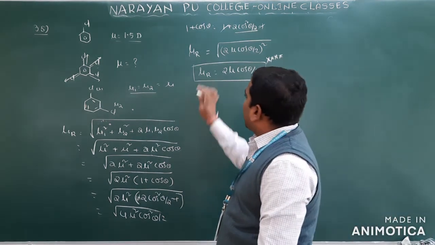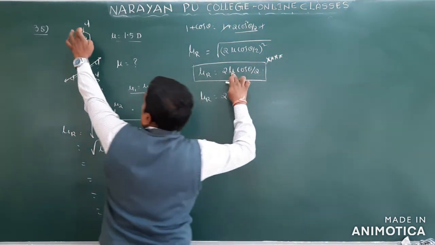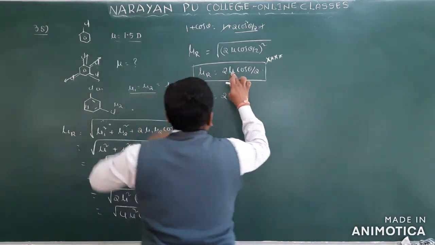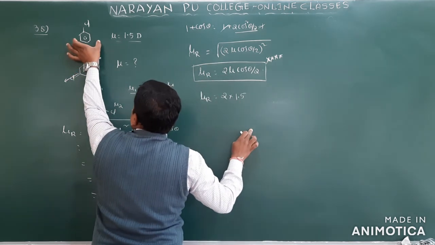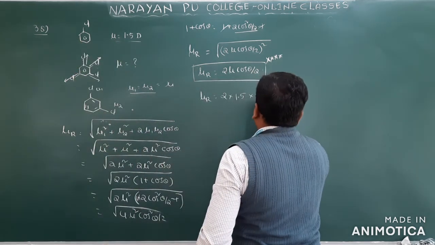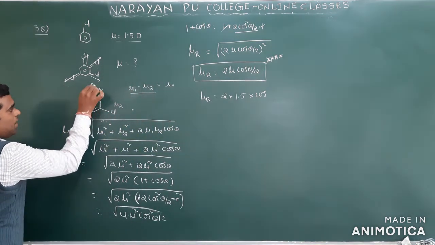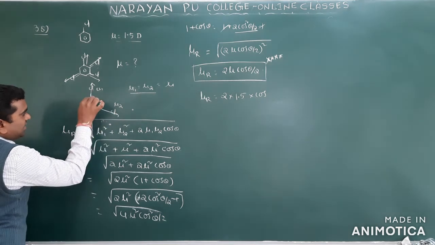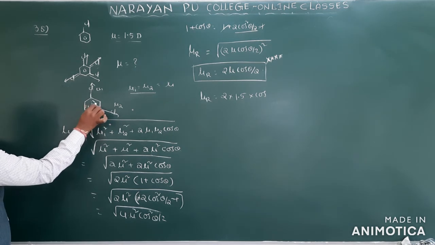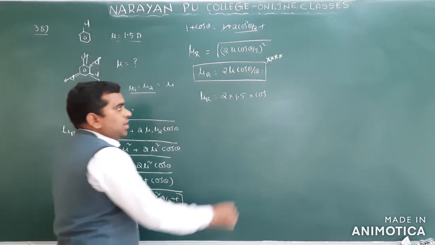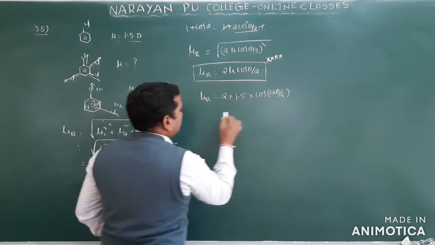Clear? So now what do you get here? Mu resultant is equal to 2 into mu. They have given mu for benzene, 1.5. And cos of what is the angle here? The dipole moment direction for this one is upward, and for this one it is in another direction, and they connect here. So what is the angle? This is 60, so this is 120. Cos 120 divided by 2.